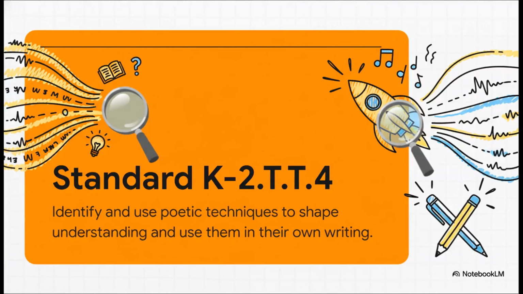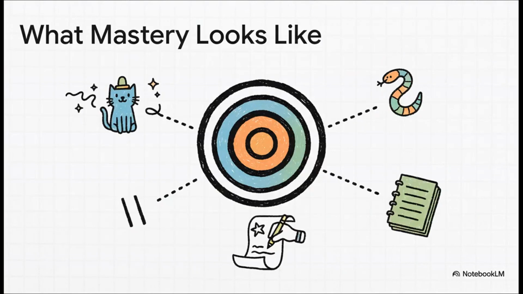That's our target. So what does success really look like in the classroom? Well, it's seeing a student's eyes light up when they hear "slimy snails sliding," and they can actually name that as alliteration. It's them pointing out a rhyme. But the real win, the ultimate goal, is seeing them take those tools and write their own little two-line masterpiece. That is what we are aiming for.